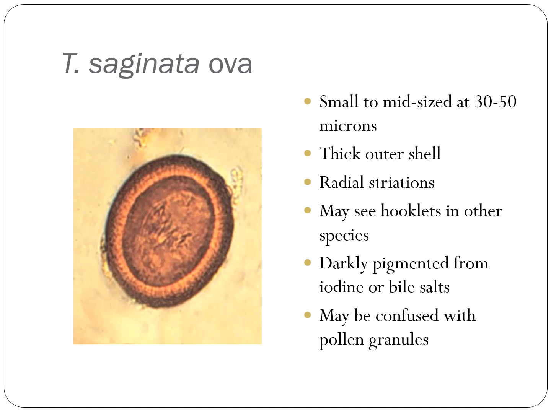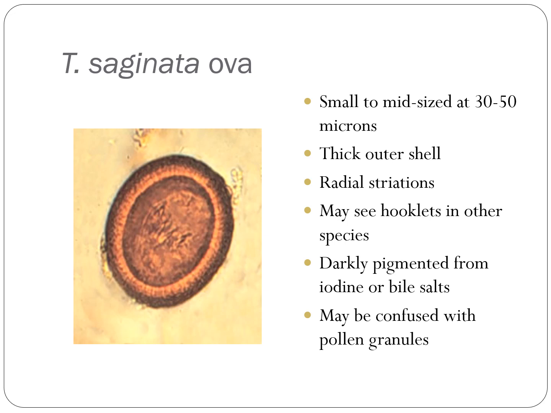Taenia saginata ova are usually kind of oval and about 35 to 45 microns in diameter. Sometimes you can see radial striations in the ova, and sometimes you can even see hooklets inside of the ova. These ova are small to medium size at about 30 to 50 microns, and they have that thick outer shell with radial striations. You may see the hooklets in other species like Taenia solium. These ova can be darkly pigmented from iodine or bile salts, and you may get them confused with pollen granules. Pollen granules can look large and striated as well. So this is the ova of Taenia saginata.